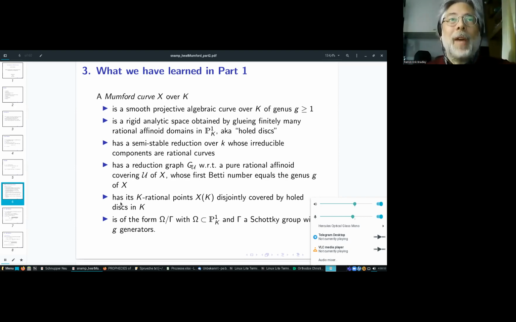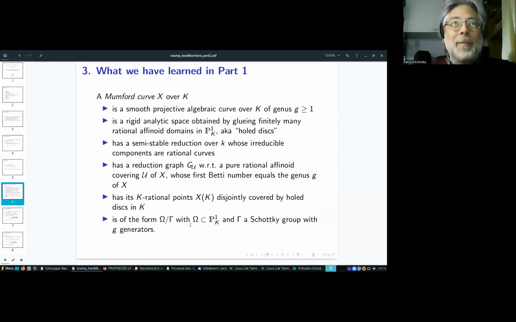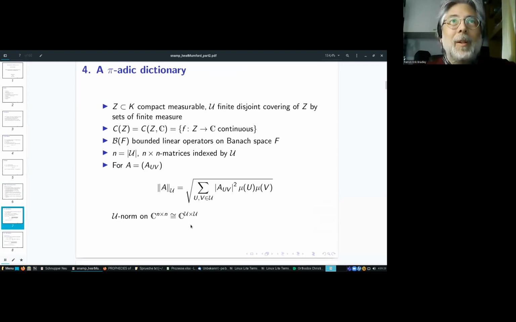And a Mumford curve has its k-rational points now disjointly covered by holed disks in k. And it is of the form some covering space Omega inside the projective line modulo where a Schottky group acts with g generators. That's what we learned last time, and we will use some of these things. So now we come to our p-adic dictionary.